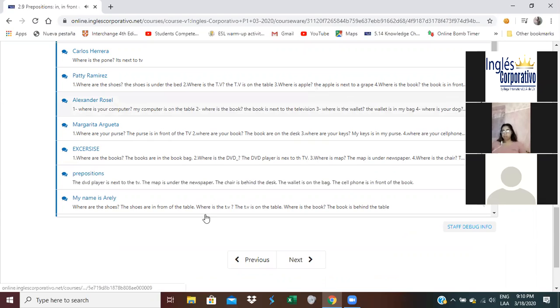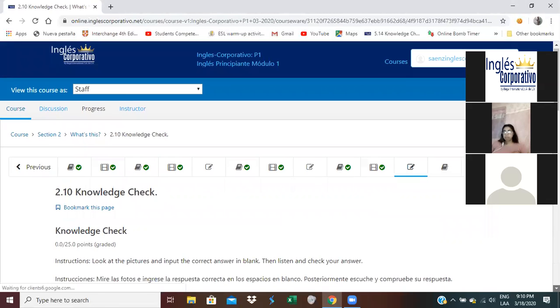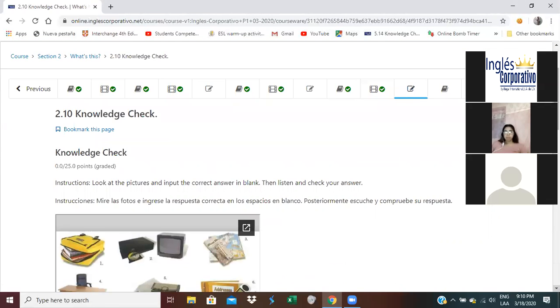I can see that you guys already did this activity. Do you have any questions? Now is your turn to make some examples. Look at the images on the screen. All right, we're going to look at the knowledge check. Knowledge check instructions. Look at the pictures and put the correct answers in the blank. Then listen and check your answers.